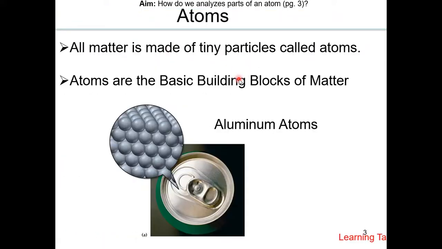So this is a recap from the first unit, the first video lesson. All matter is made of tiny particles called atoms. Atoms are the basic building blocks of matter. If you recall, I told you that we cannot see atoms. We're studying something we cannot see, right? So this is the artist's depiction of aluminum atoms. So the question is, how do people figure out the parts of an atom? We will answer these questions in this unit.